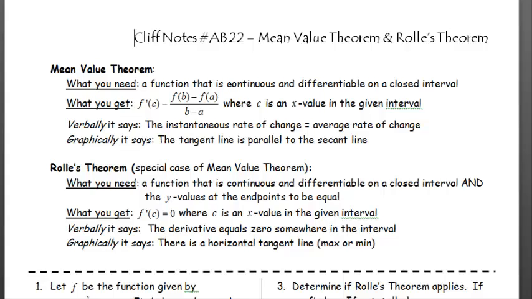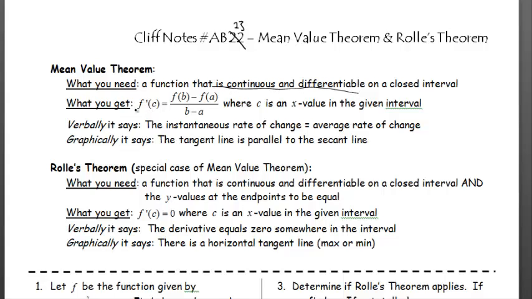All right, Cliff Notes number 23 is what it is for our new Cliff Note book. Mean value theorem and Rolle's theorem. Okay, the background information we need right here. All right, so what has to be true of the function we're working with? That it has to be continuous and differentiable.